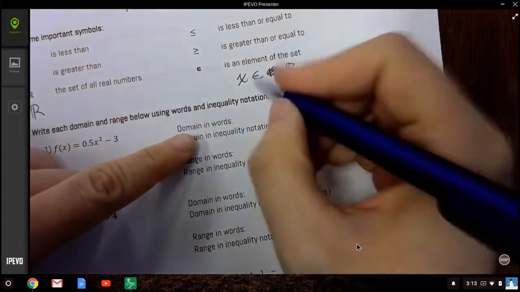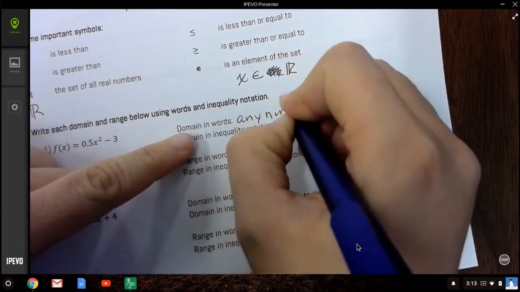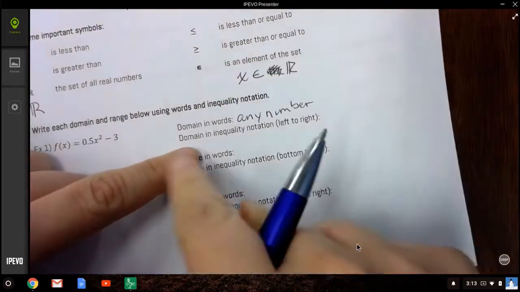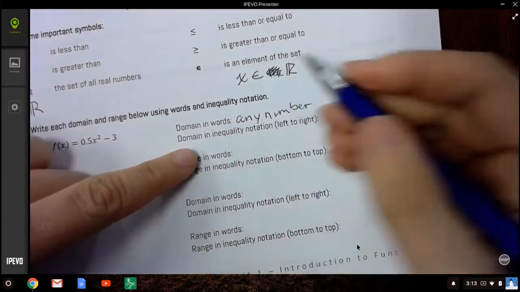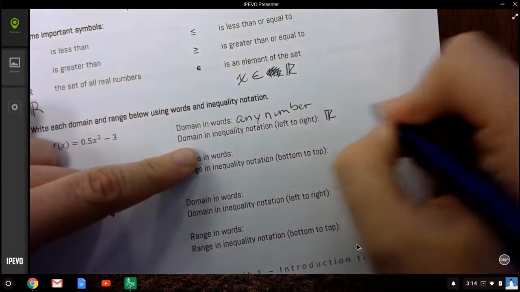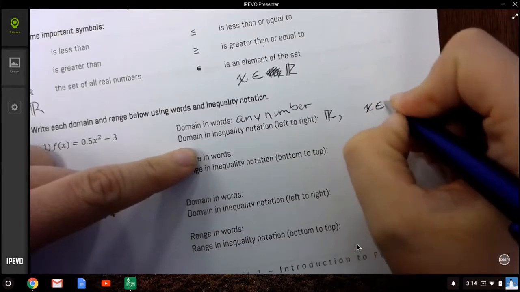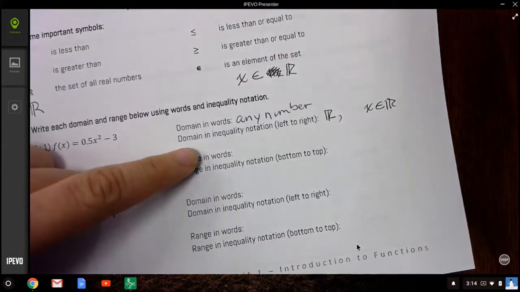Domain in words: I can have any number as my x. And then domain in inequality notation, usually you might see just the all real numbers symbol, or more correctly, you'll see x is an element of the real numbers, like that.